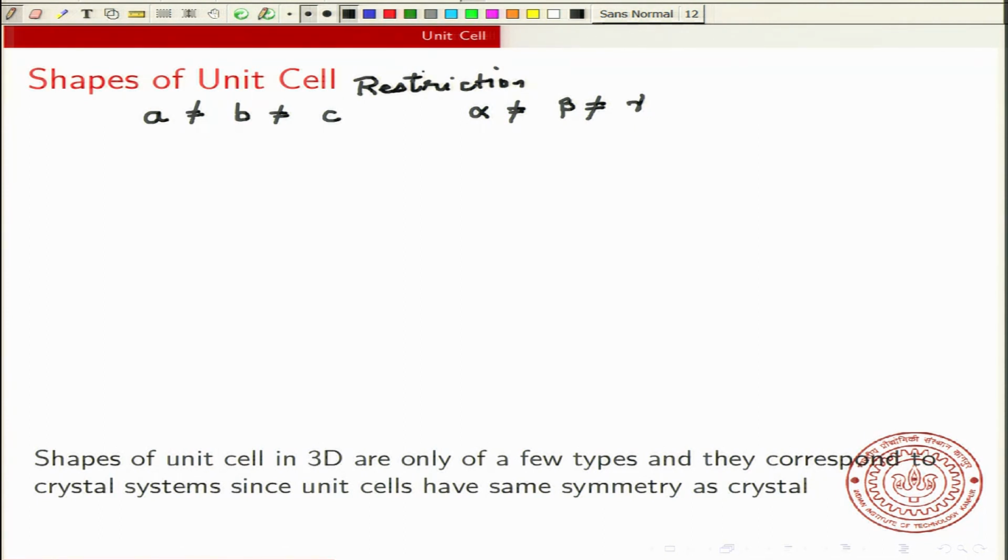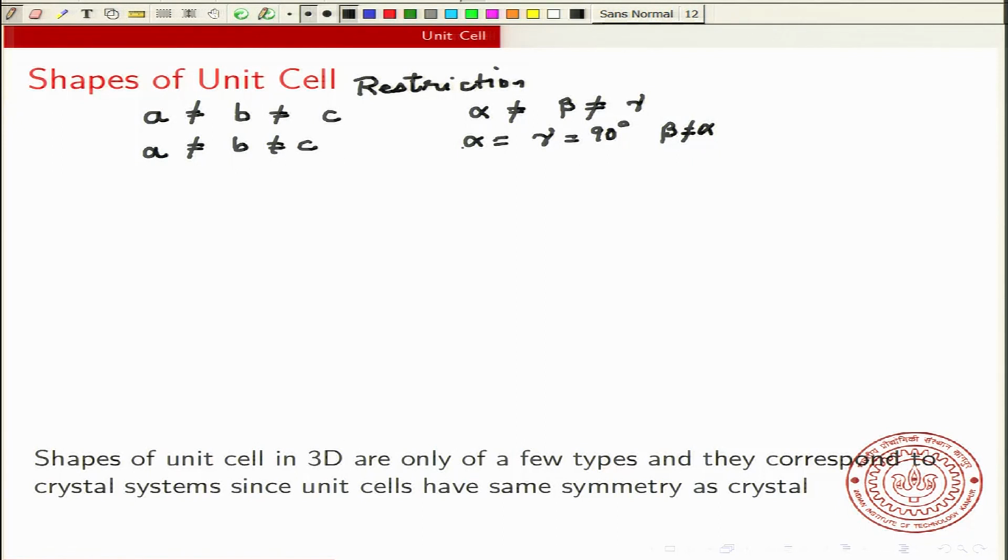Now, on the other hand, you could have something like this. You could have a restriction that A is not equal to B, not equal to C, but let us say alpha equal to gamma equal to 90 degrees and beta is not equal to alpha. Now, such a restriction on the unit cell says that there are only certain cells that can have this sort of restriction. Let me say this first one is no restriction. So, here there is no restriction on A, B and C. Similarly, there is no restriction on alpha, beta, gamma.